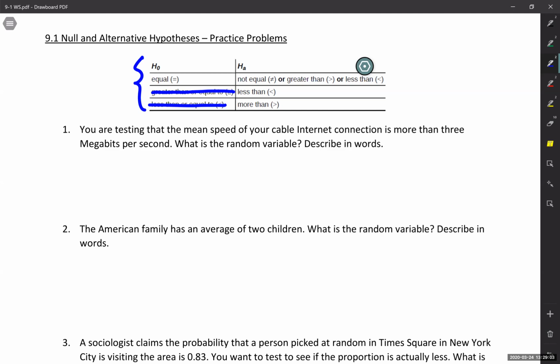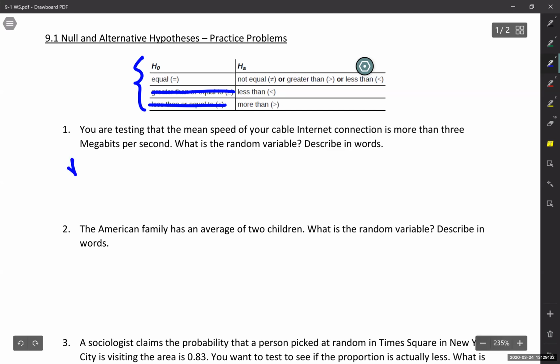Okay, so you're testing the mean speed of your cable internet connection, or testing that the mean speed is more than 3 megabits per second. So what is the random variable? In other words, is this going to be a mean or a proportion problem, and what are we taking the mean or proportion of? And so I don't want 3. I don't even care about the more than. That's too specific.